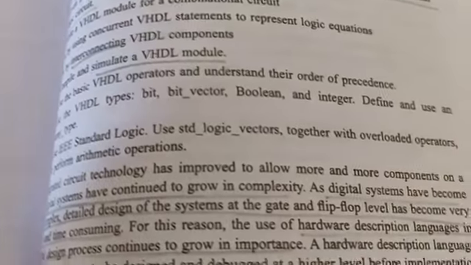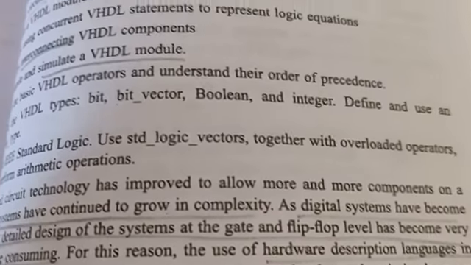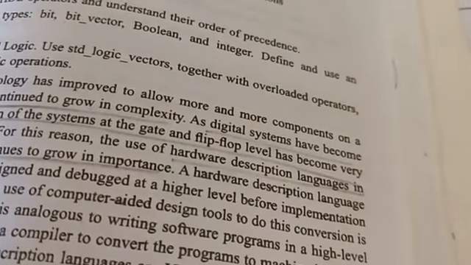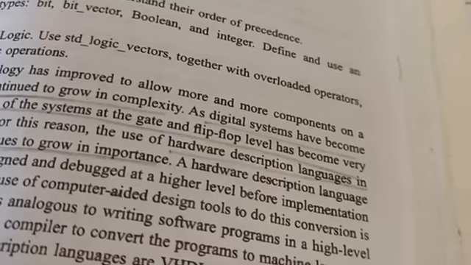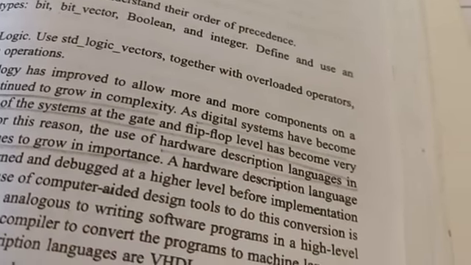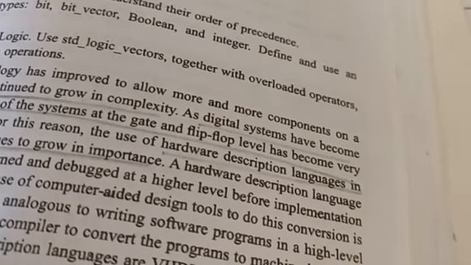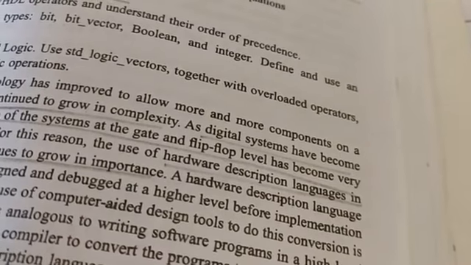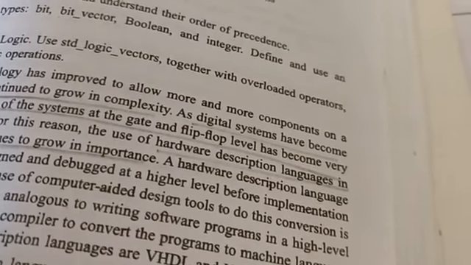So basically, why do you need VHDL? As I just told, VHDL refers to very high speed integrated circuit hardware description language. V refers to very high speed integrated circuit. H refers to hardware. D refers to description. L refers to language. So in short, we call it VHDL. So why do we need VHDL?